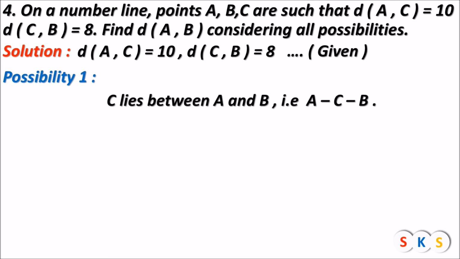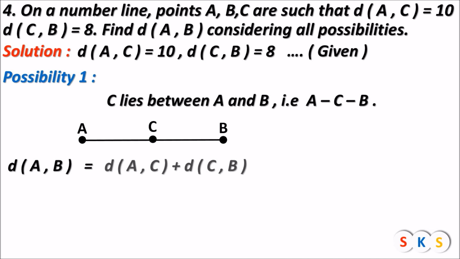If C lies between A and B, it means A-C-B, so here we have a figure. Segment AC, distance AC plus distance CB equals distance AB. So distance AB equals distance AC plus distance CB, since C is between A and B, that is A-C-B.